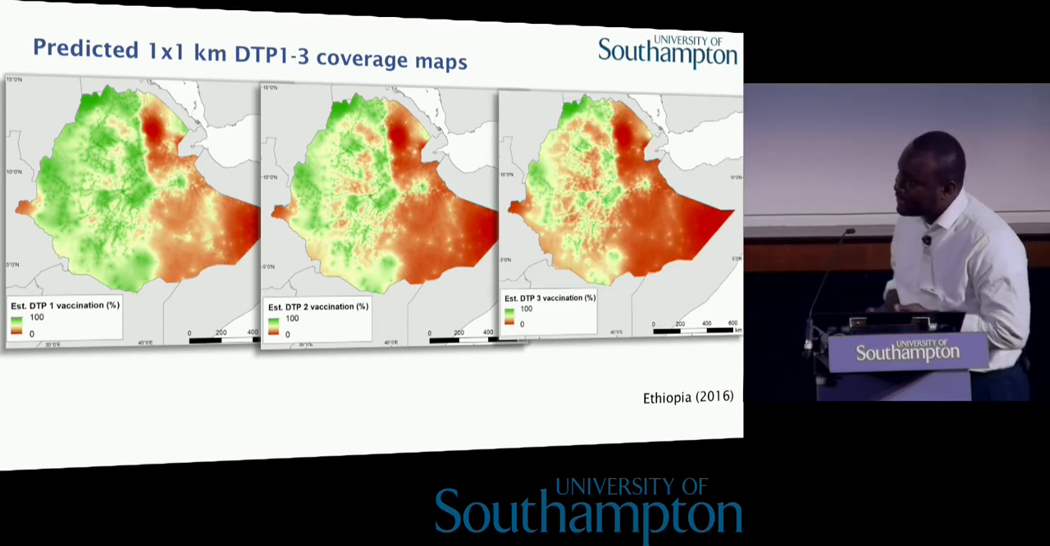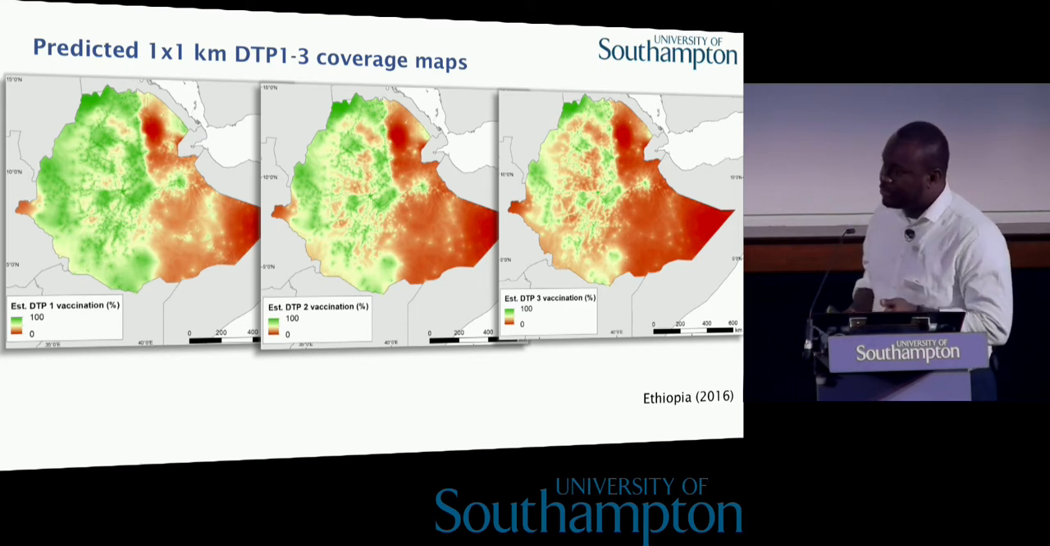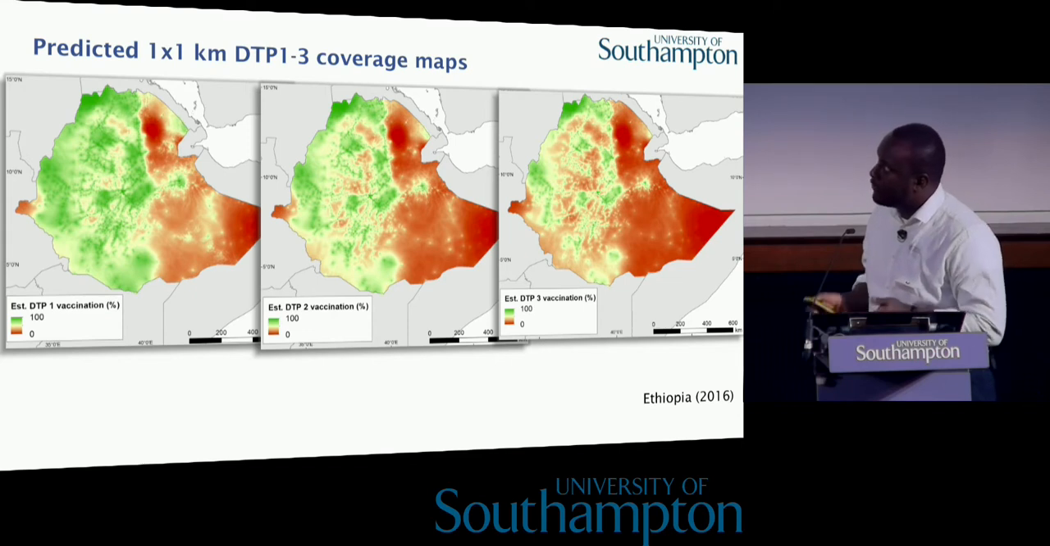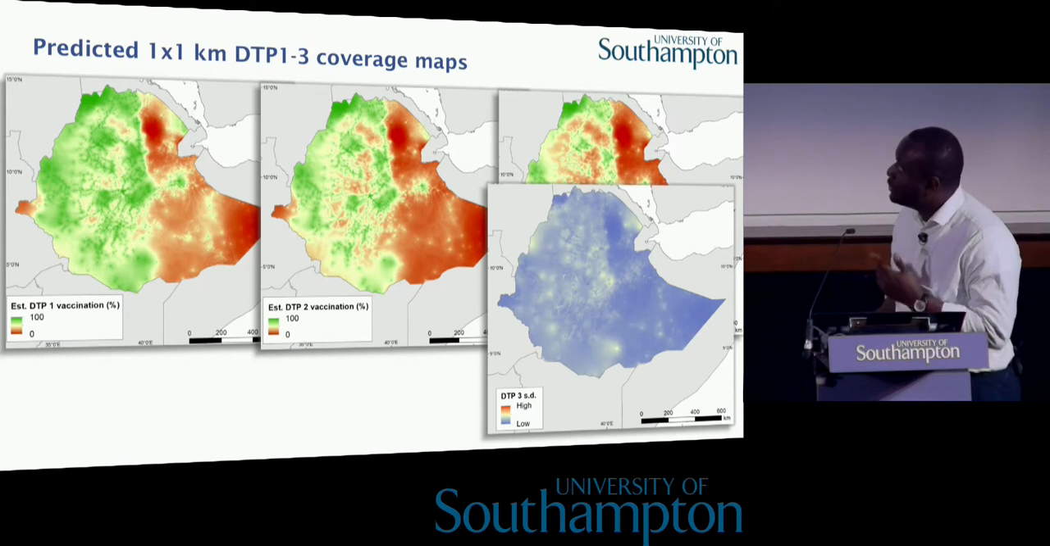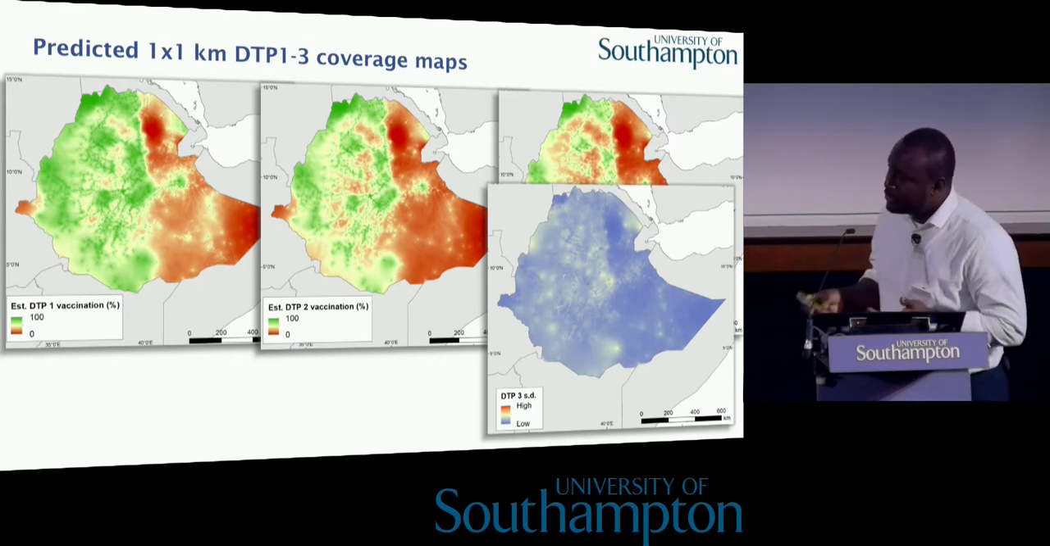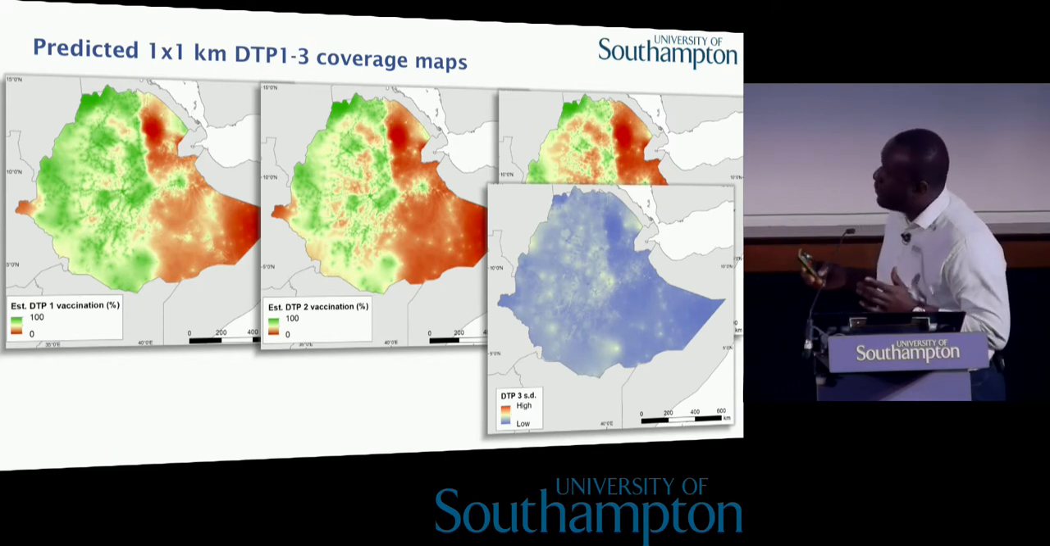And what that tells us is that the health system in this country has performed poorly in terms of following up with the later doses of vaccines. So these are the uncertainty maps to go with these coverage maps, which shows that these maps were predicted with low uncertainty.